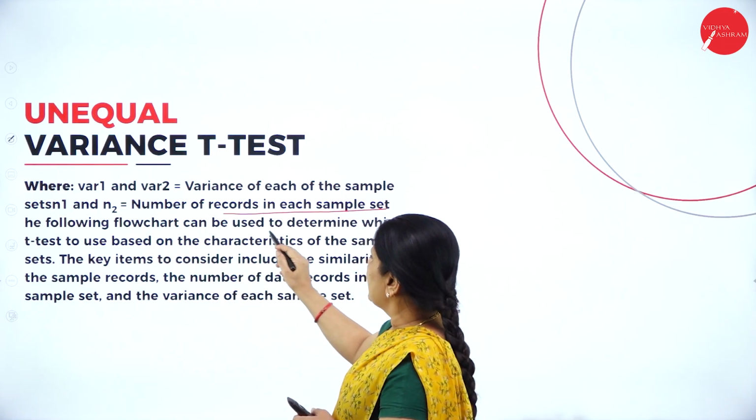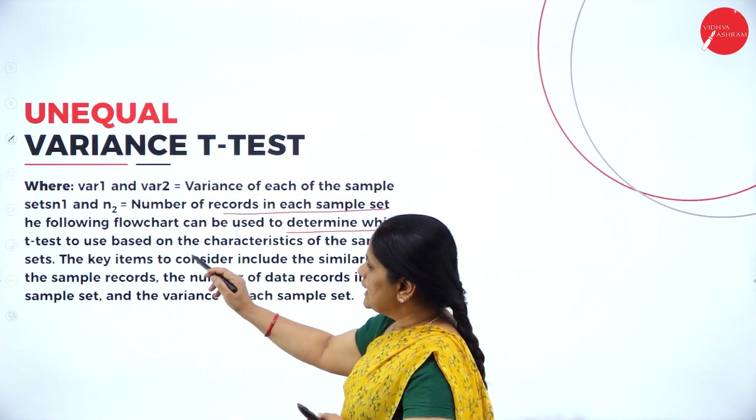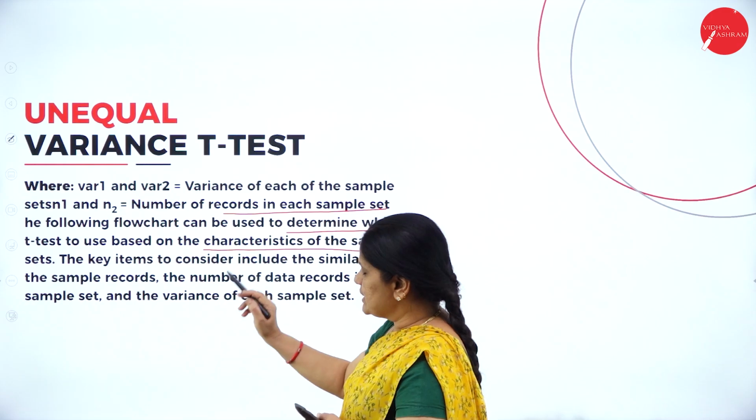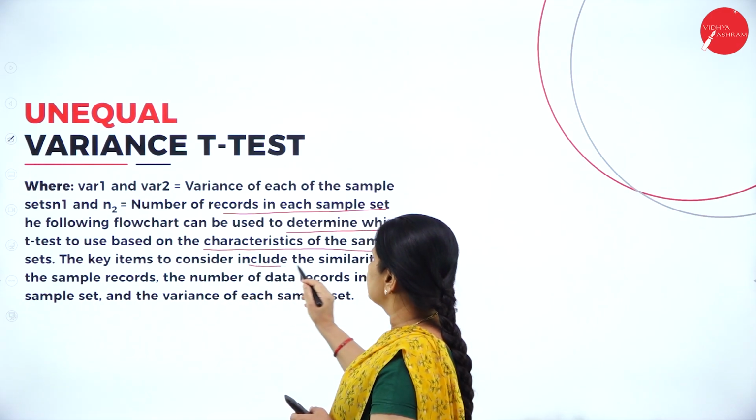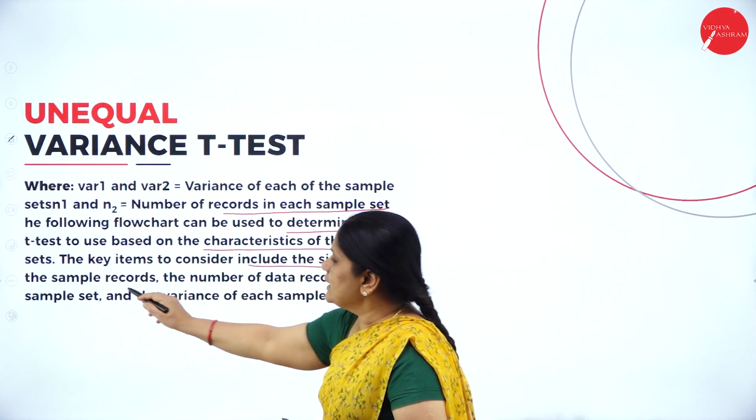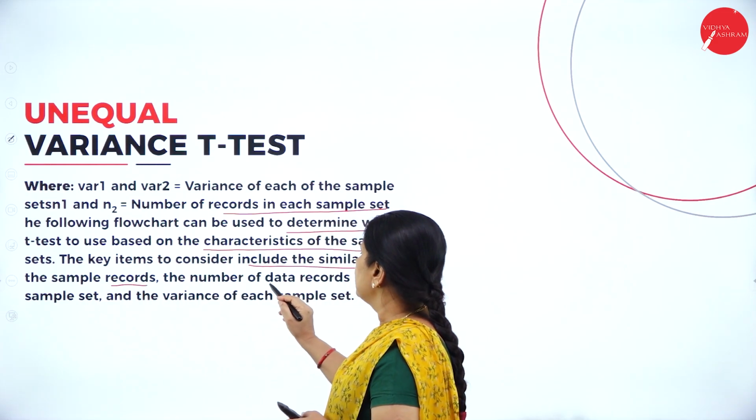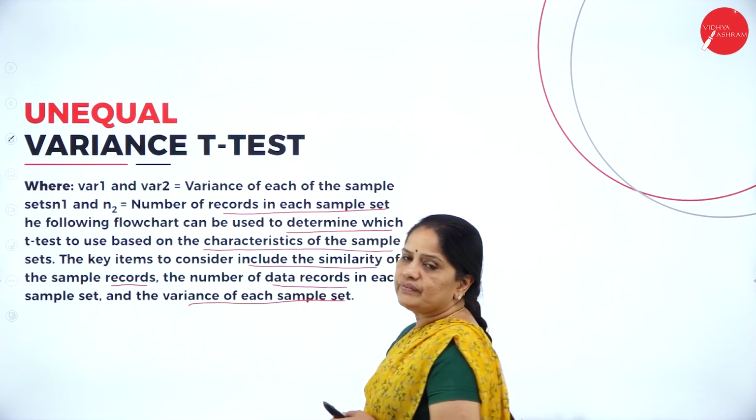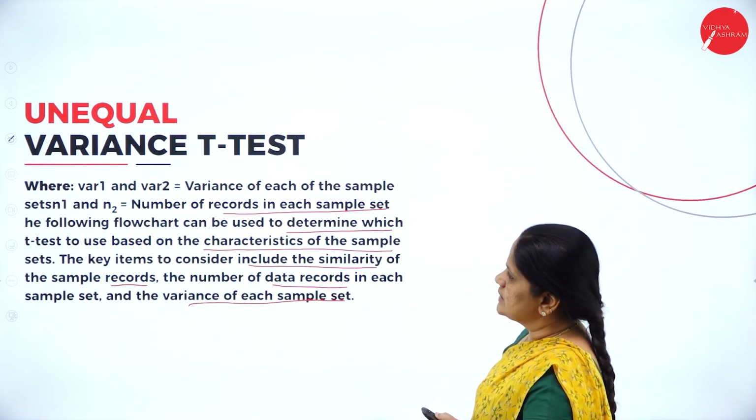The following flowchart can be used to determine which t-test to use based on the characteristics of the sample sets. The key items to consider include the similarity of the sample records, the number of data records in each sample set, and the variance of each sample set.